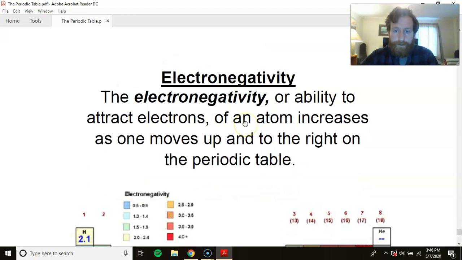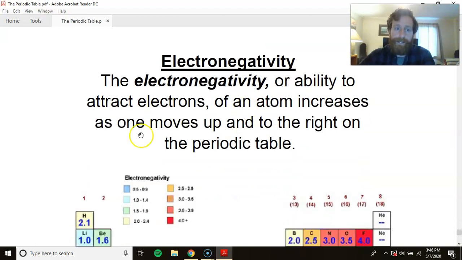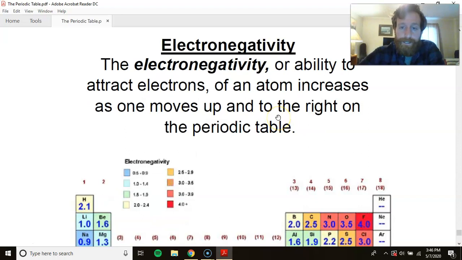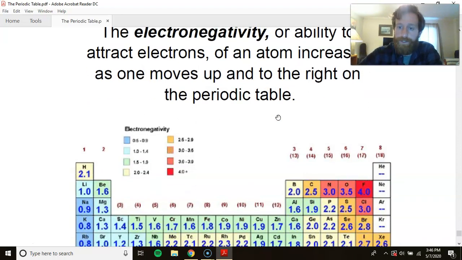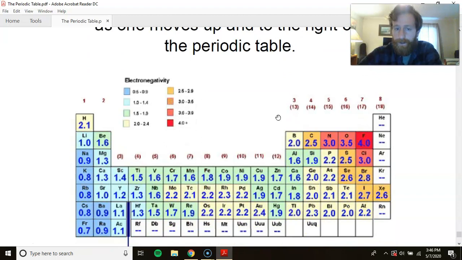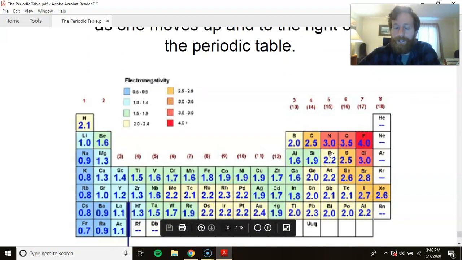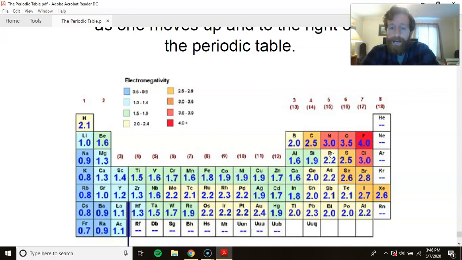And then lastly, probably the most important of the periodic trends is the electronegativity. The electronegativity is the ability of an atom to attract electrons. And an atom increases its electronegativity as one moves up and to the right on the periodic table. Closely related to ionization energy in that if it takes a lot of energy to remove the electrons I have, then that means I'm also going to want to attract in more easily. And so that was a lot of information.